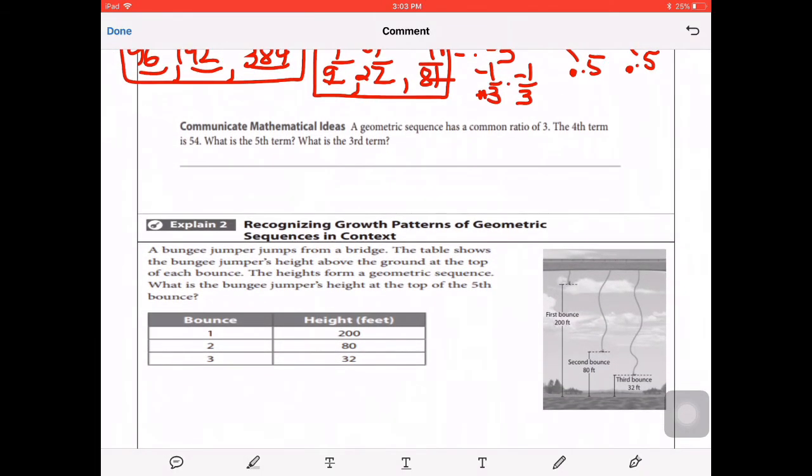We're going to look at the next example, looking at a real-life situation. We're going to look at this example of a bungee jumper that's jumping off a bridge. The table represents the bungee jumper's height from above the ground from the top of each bounce. The height forms a geometric sequence.